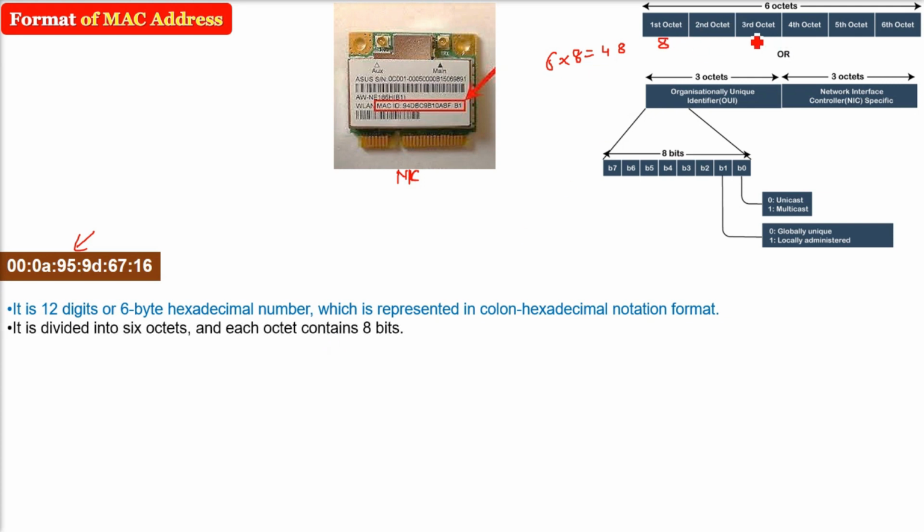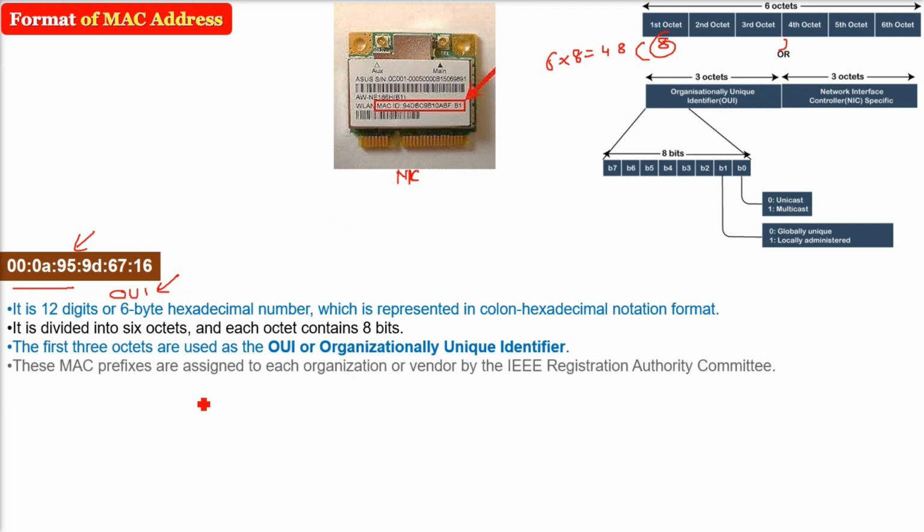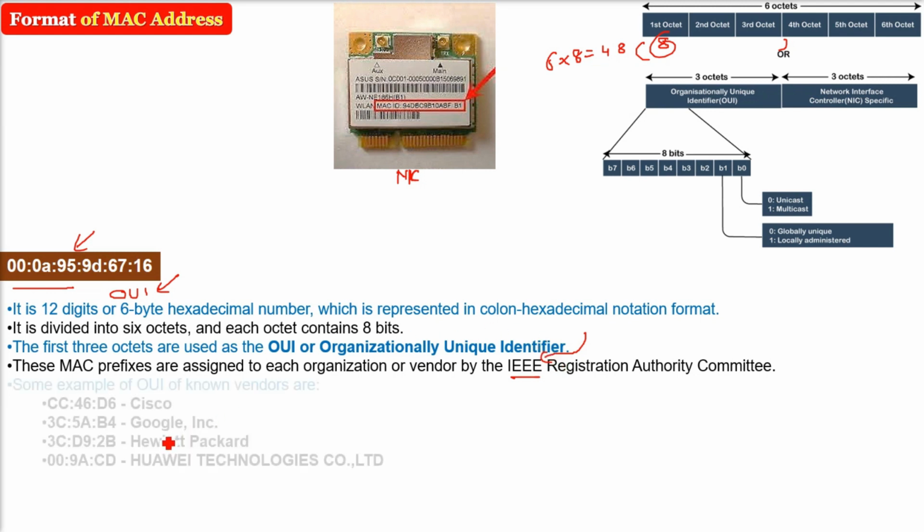It can be separated by a colon, it can be separated by a dot, by a hyphen. Okay. So the first 3 octets are used as the OUI. What is this OUI? Organizationally Unique Identifier. Which company is manufacturing it? So this MAC prefix, the first 3 octets, is assigned to each organization or vendor. It can be HP, it can be Cisco, by IEEE.